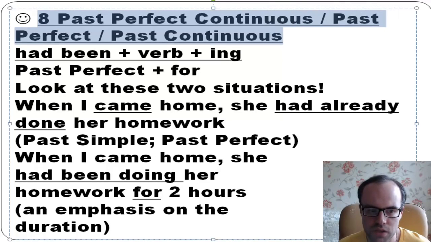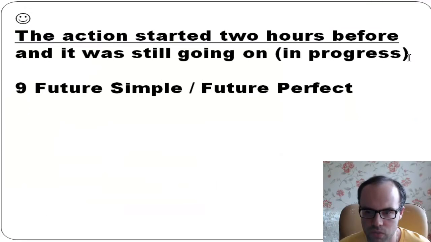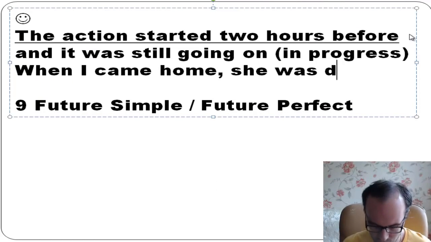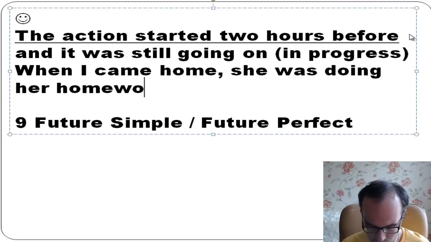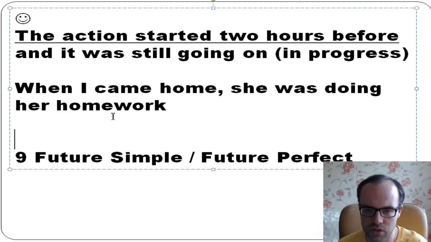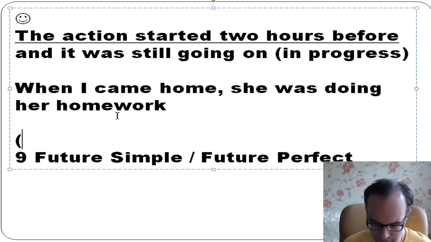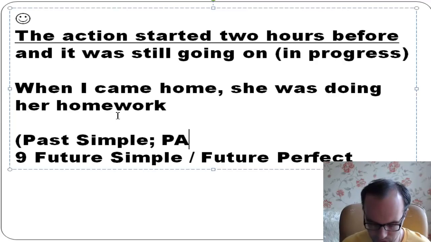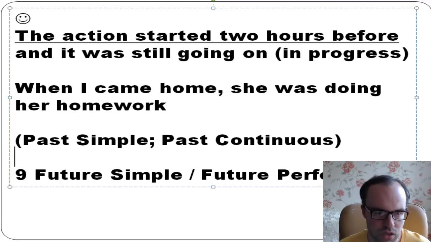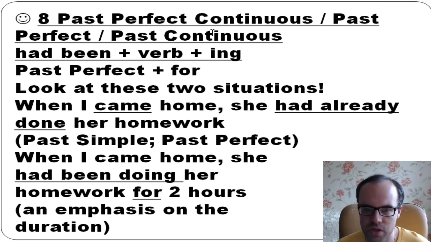If you say, look, when I came home, she was doing her homework, it's past continuous. So you know that she was doing her homework. It's a long action, and then suddenly I came. Okay, good. So you see it's past simple and past continuous. So really, past perfect continuous, past perfect, past continuous.